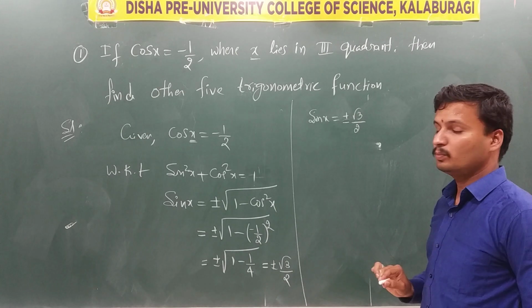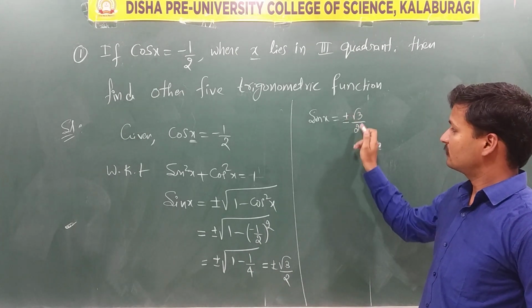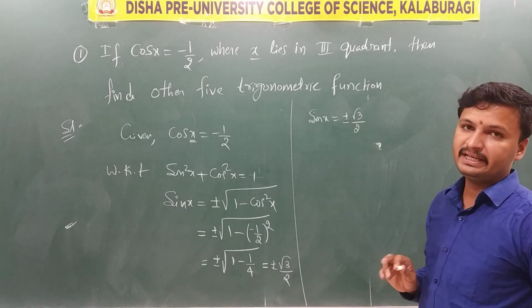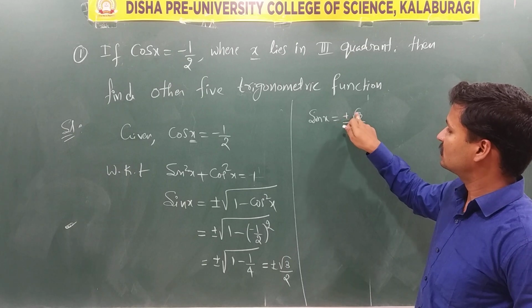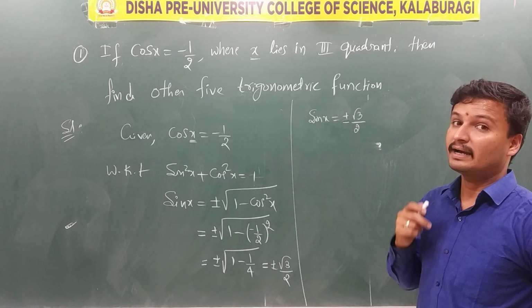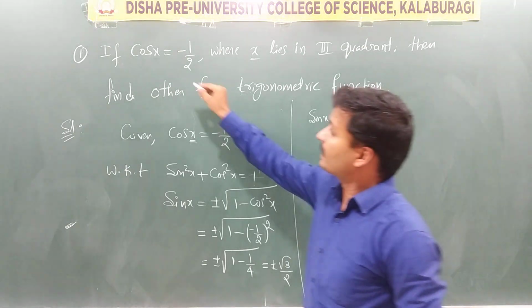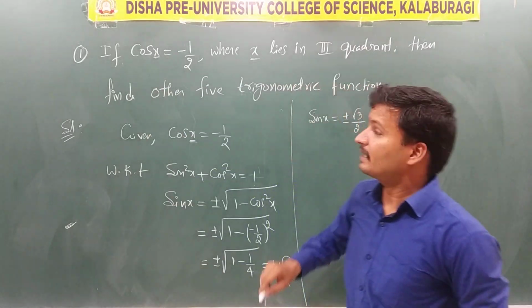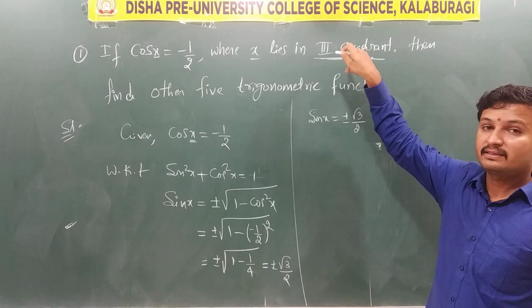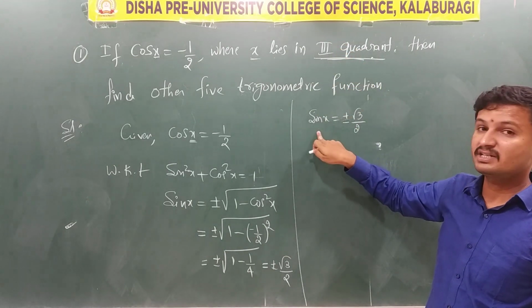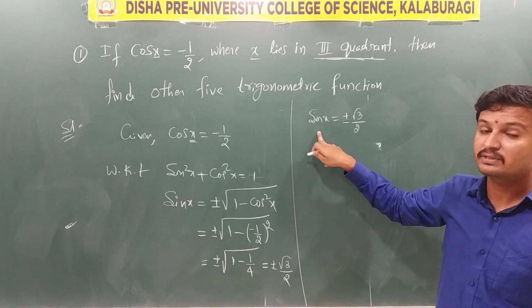Here again there are two possibilities. Plus root 3 by 2 and minus root 3 by 2. So whether we need to take plus root 3 by 2 or minus root 3 by 2, again it depends on where this angle lies. Here angle lies in the third quadrant. Correct? In the third quadrant, whether the sine function is positive or negative, we need to check that.